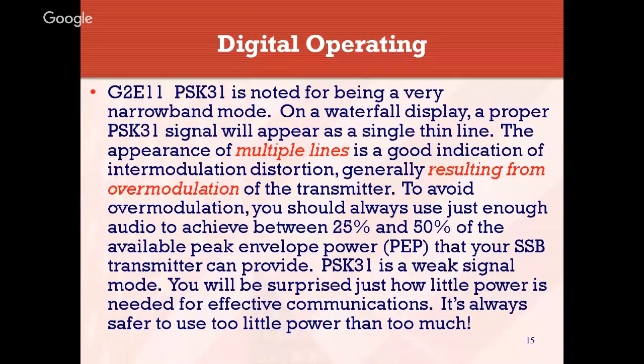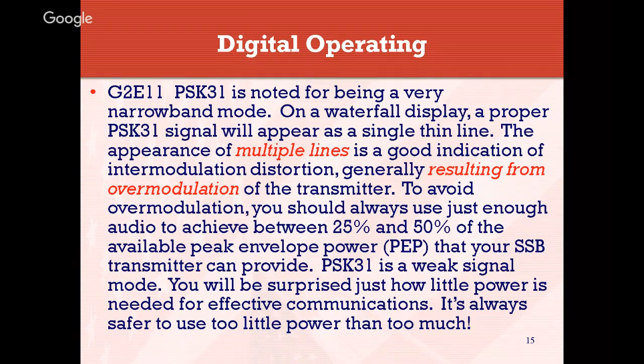The appearance of multiple lines is a good indication of intermodulation distortion, generally resulting from overmodulation of the transmitter. You really don't want to have the audio turned up too high when it comes to digital modes, and you really don't have to run a whole lot of power either.